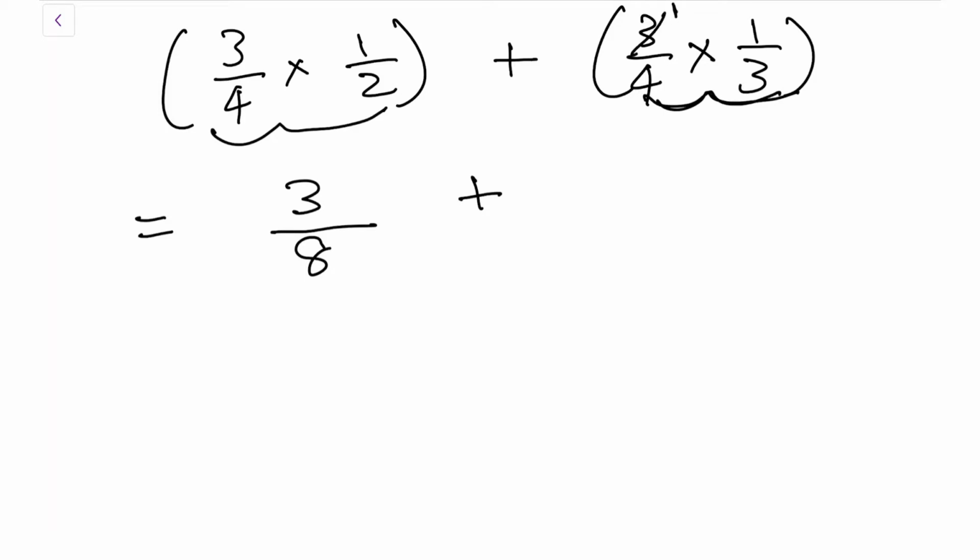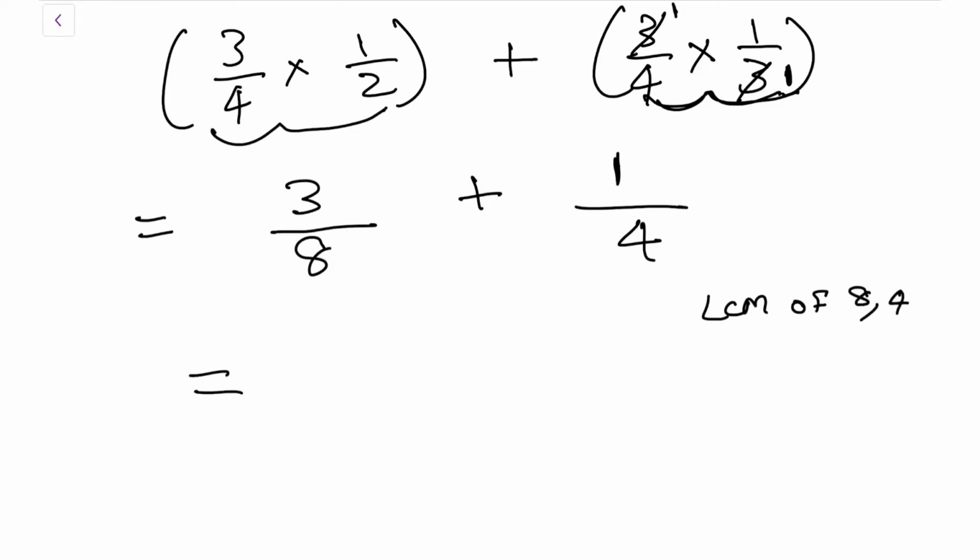3 ones are 3, 3 ones are 3. Common factor is 3. Now multiply the numerators. 1 into 1 is 1 and 4 into 1 is 4. That's it. Now all you have to do is to take the LCM of the denominators, 8 and 4.